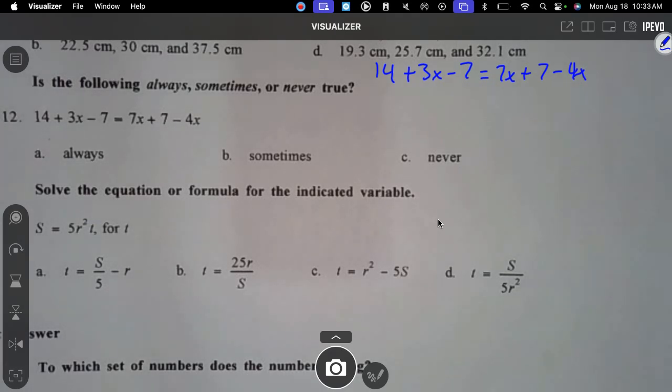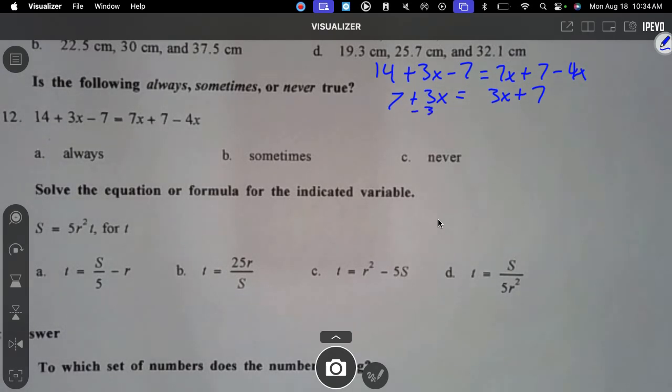What is 14 minus 7? 7 plus 3x. What can I combine over here? The 7x minus 4x. That's 3x. What do you already notice? It's the same thing. They're going to cancel out, but I will keep going. I'll get it to where it's equal.